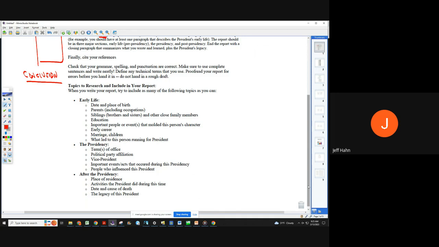As a reader, I lose interest. It's so much easier to read things in smaller chunks than one ginormous long chunk. To me, it gets overwhelming. So, your three paragraphs. Paragraph number one, you would talk about their early life. Things like where they were born, who their parents were, what they did as a kid, if there's some info on that, because sometimes that will be limited.